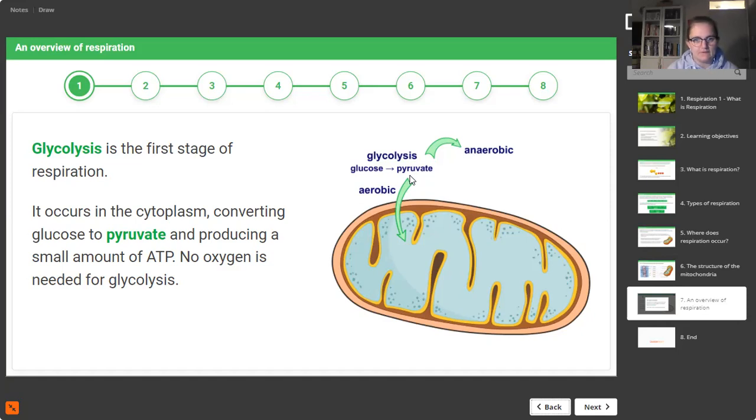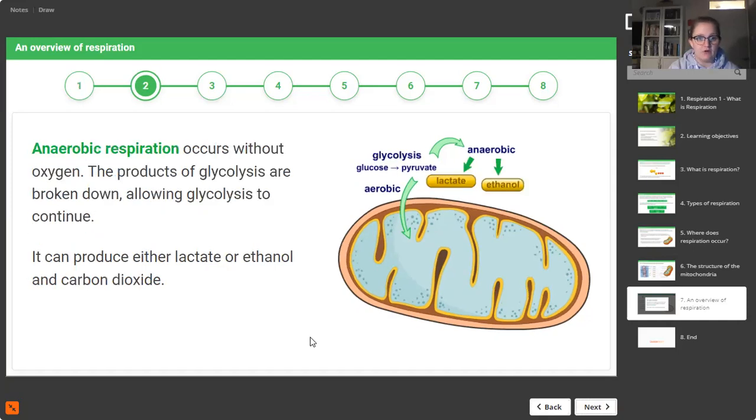This process is exactly the same for anaerobic or aerobic. But what ends up happening is we end up making something different at the end. So I'll explain that in a second. So glycolysis will make pyruvate, which can be used for anaerobic or aerobic. In anaerobic respiration, this is obviously going to occur without oxygen.